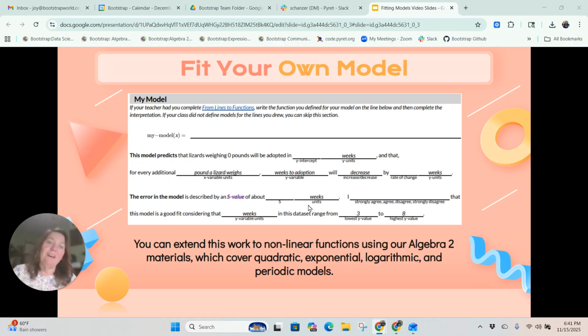If you are so inclined, you could continue on here and address the quadratic, exponential, logarithmic, periodic functions. If you're in Algebra 2, you're going to be doing that. If you're in data science, you can take a look at some additional functions, but have lots of fun fitting functions, fitting your models. It is a lot of fun.